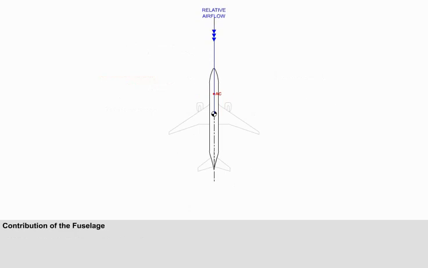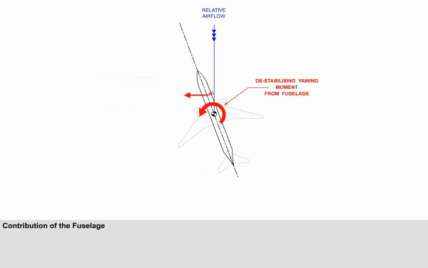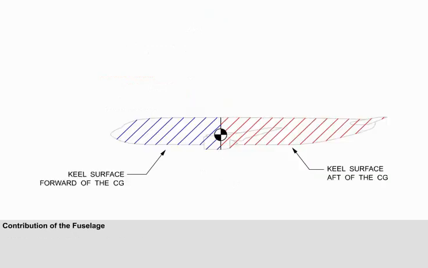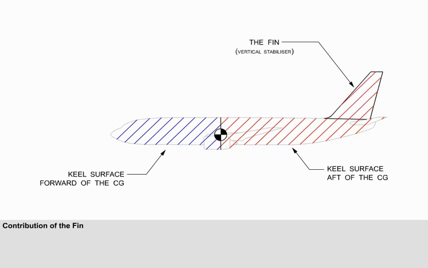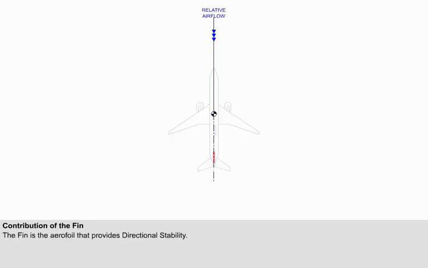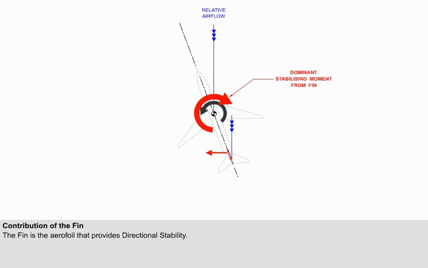The contribution of the fuselage is destabilizing because its aerodynamic center is forward of the aircraft CG. The side surface of the aircraft is referred to as the keel surface. There is an area of keel surface forward of the CG and an area of keel surface aft of the CG. For adequate directional stability, the keel surface aft of the CG must be increased with the addition of a fin, or as it's sometimes called, a vertical stabilizer. The fin generates a stabilizing moment that is larger than the destabilizing moment from the fuselage.